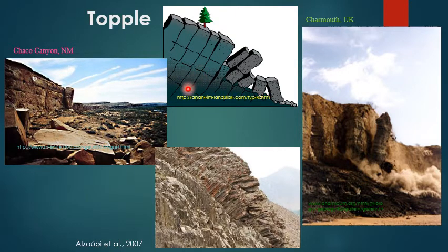An example presented here is along Chaco Canyon. This is a block which is about to rotate or topple. We have here also an active topple in Charmouth, United Kingdom. This is a perfect candidate for toppling failure.